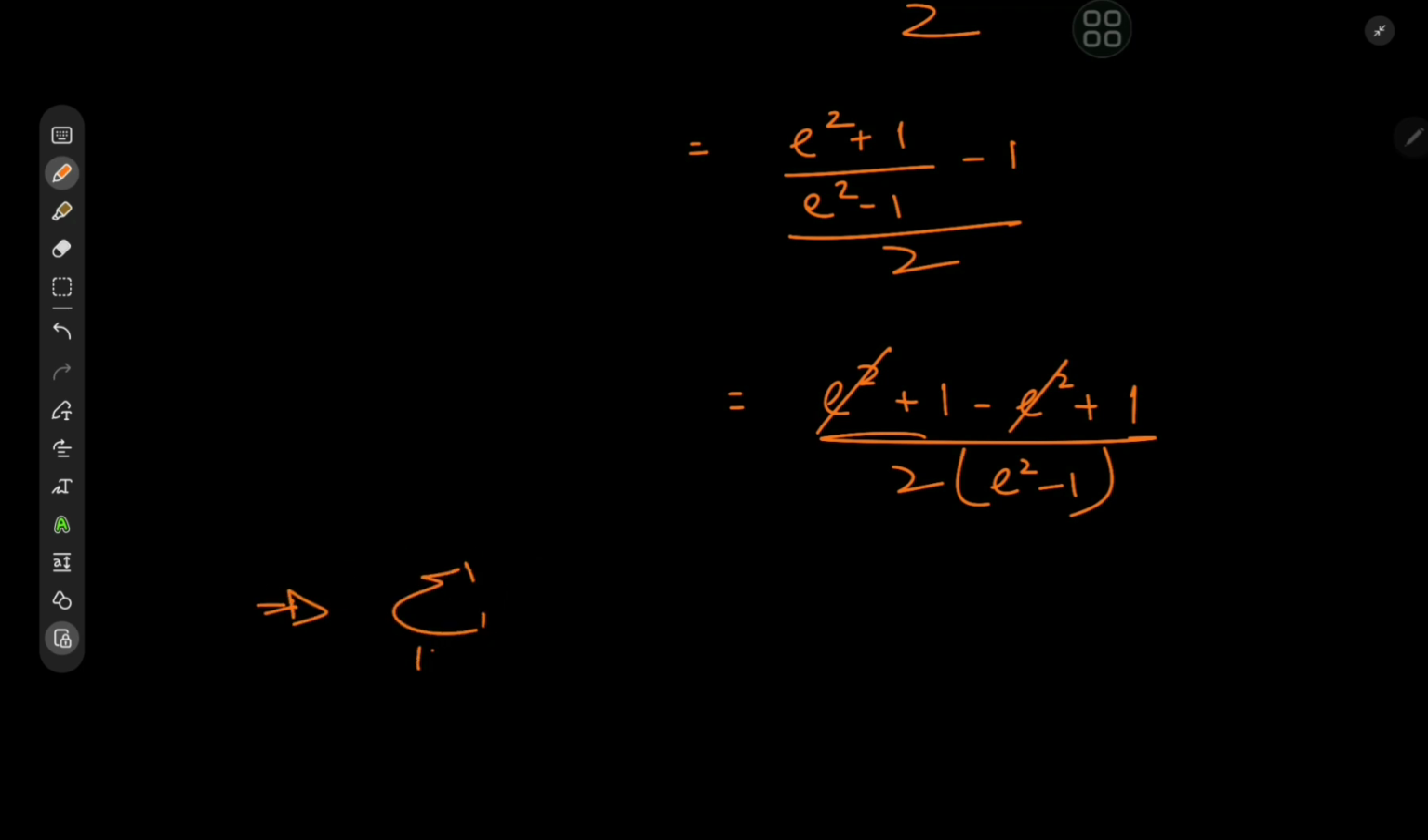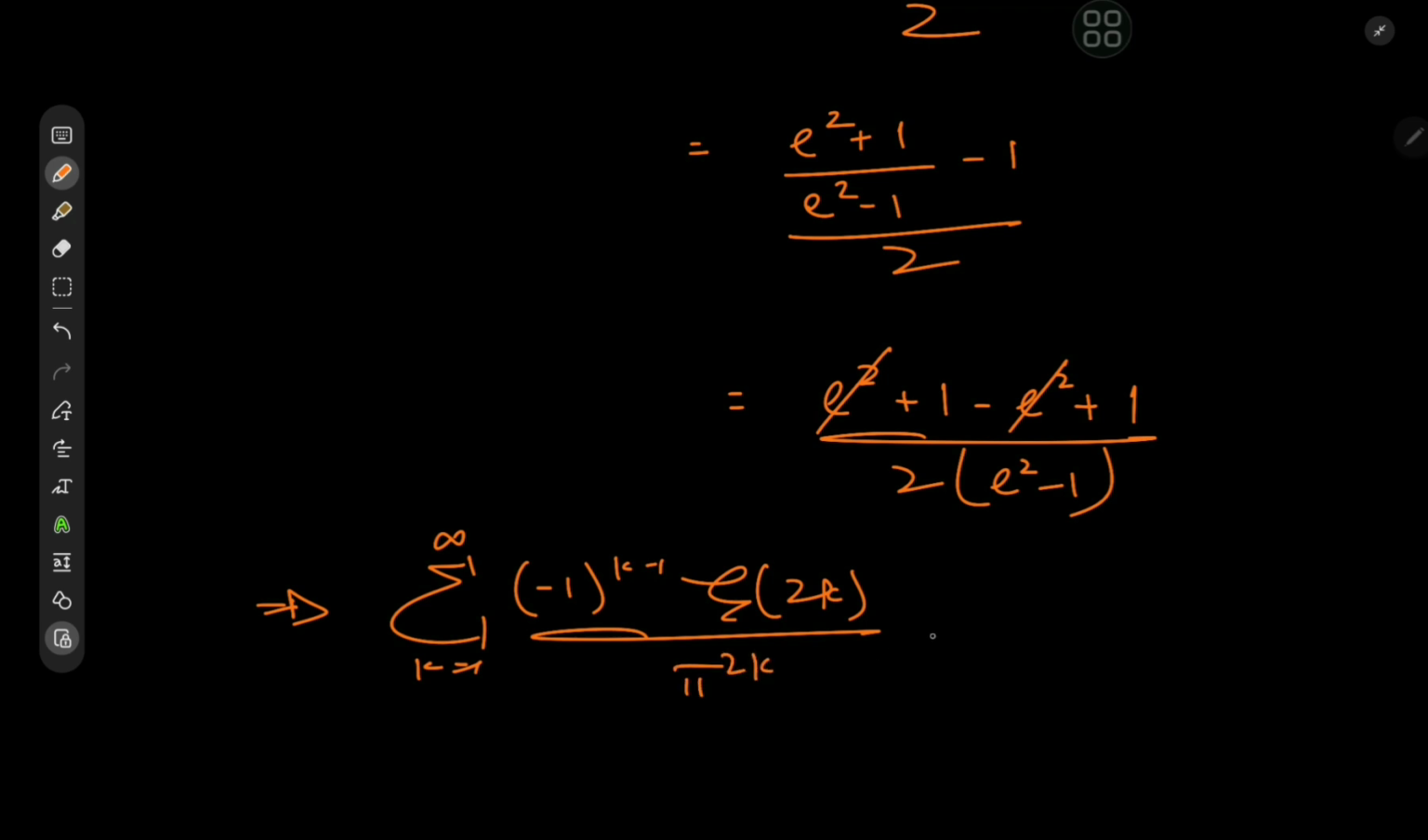That is the sum over k from 1 to infinity. That summation operator looked absolutely horrible. This one looks much better. Of negative 1 to the k minus 1 of zeta 2k divided by pi to the 2k.